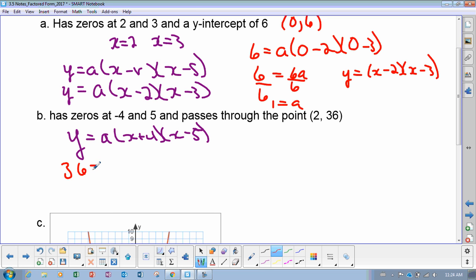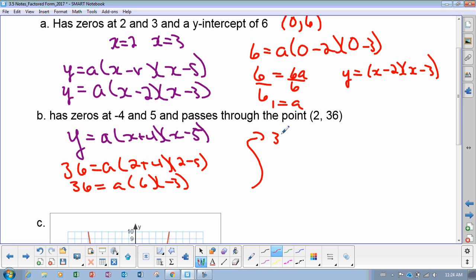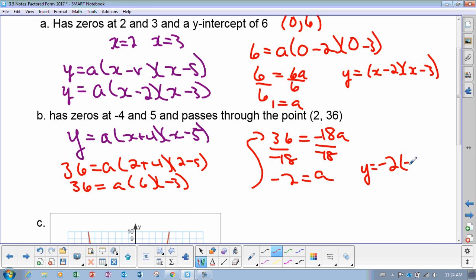So I have 36 equals a, 2 plus 4 times 2 minus 5. I'm going to have 36 equals a, 6 times negative 3. So 36 equals negative 18a. Divide by negative 18 on both sides. Negative 2 equals a. So that means our equation is y equals negative 2 times x plus 4 and x minus 5.